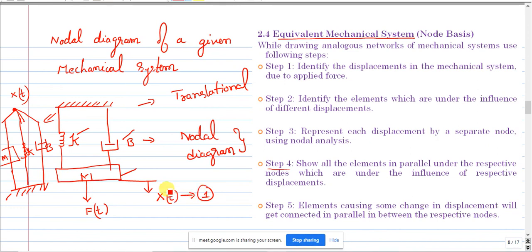So for this problem I don't have more than one displacement, so all 3 elements will be coming under x of t. In case you have 2 displacements and any element is sharing both displacements, then you need to consider that element in between the displacements, which I will show with an example. So for the time being, I hope step 1 to step 4 is understandable. Okay, so let me move on to the next.